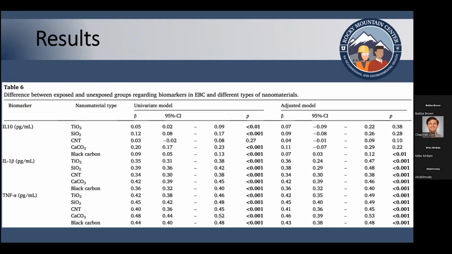I selected from some of the tables the most important biomarkers that show the greatest effect. And it also lists the most common materials that were used: titanium dioxide, silicon dioxide, carbon nanotubes, calcium carbonate, black carbon. And those looked like they had the greatest impact, the highest significance.